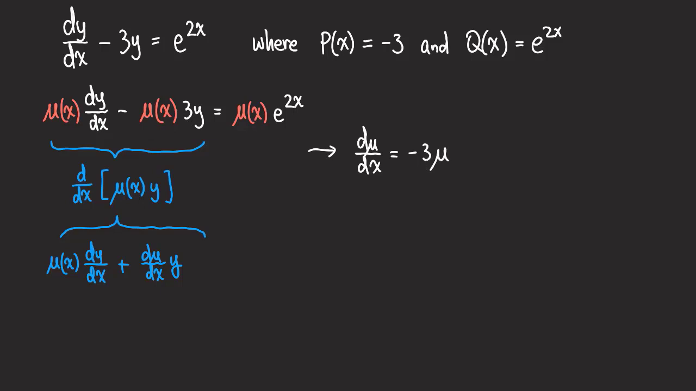Is that okay? Now what we want to do is figure out what mu is. And you may say, what about the original equation? Let's forget about that for now. We will solve this equation. And how do we solve this equation? This is actually a separable equation, so we just need to separate the variables.